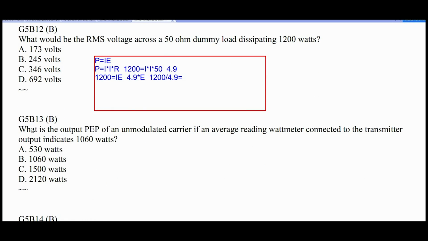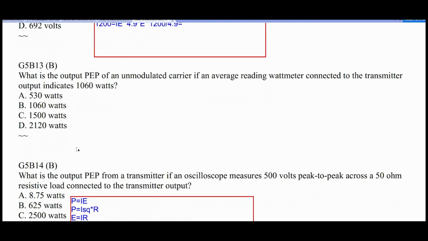Okay, G5B13. What is the output PEP of an unmodulated carrier if an average reading wattmeter connected to the transmitter indicates 1060 watts? Well, again, it's a tricky question because unmodulated would be just a steady state carrier, so it's B, 1060 watts.